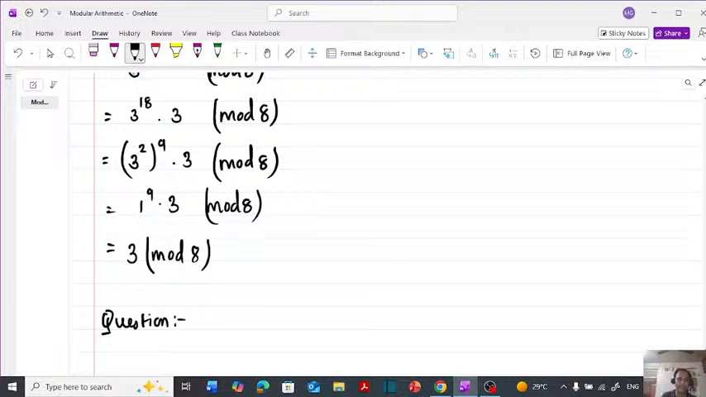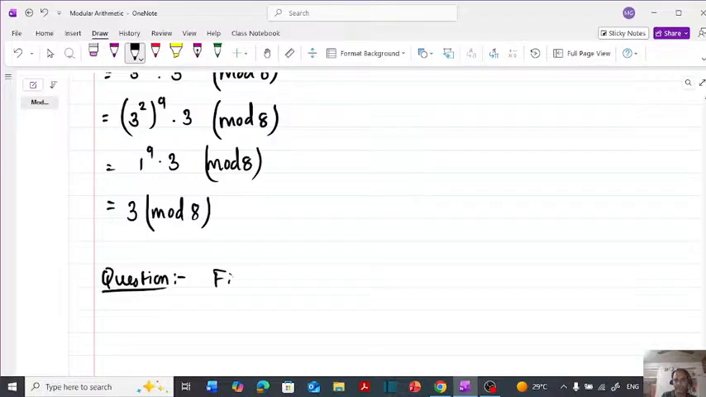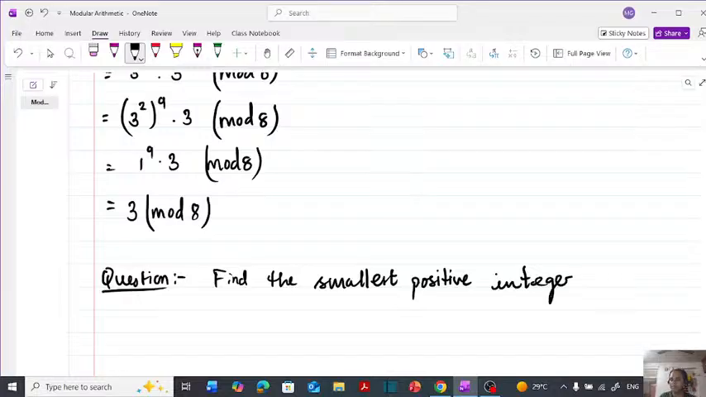Another question I'll take up. Let's say, find the smallest positive integer to which 10 raised to 515 modulo 7 is congruent.